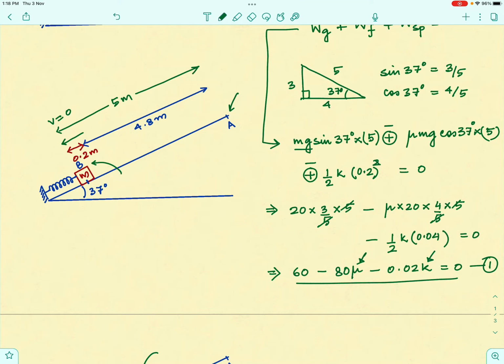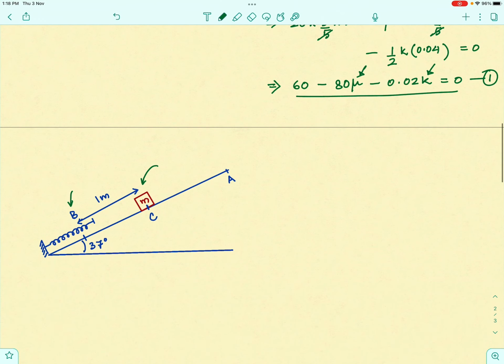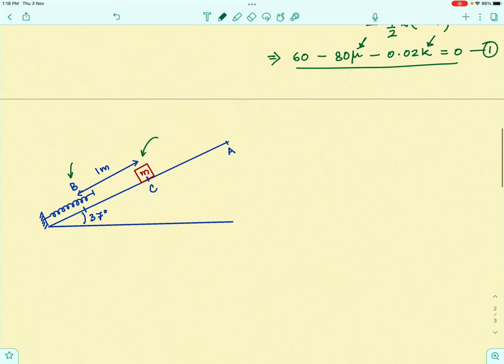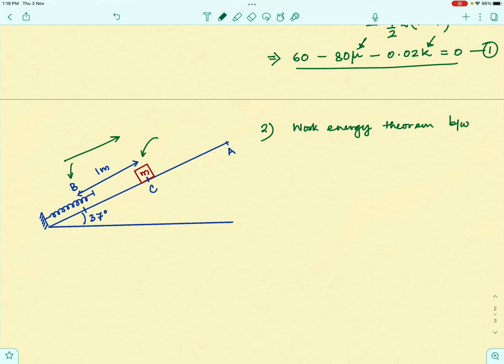Now, we shall use the second condition and we will try to get another, similar equation, and then we will solve the two. So, now we come to the second scenario, where the block, having started from position B, is now moving back up the incline and it reaches till position C. Once again, we use the work energy theorem between the points B and C.